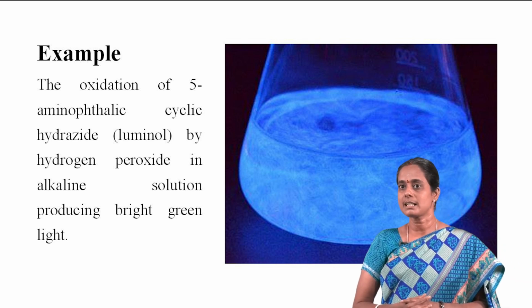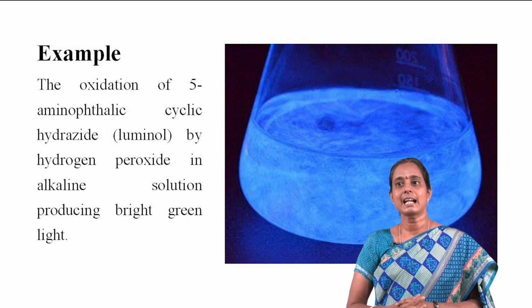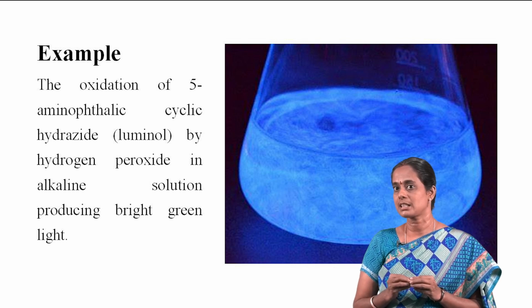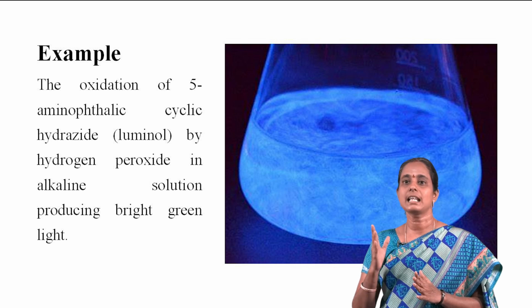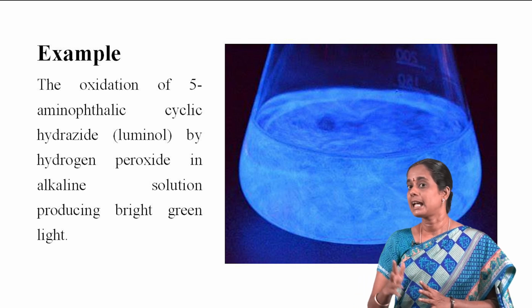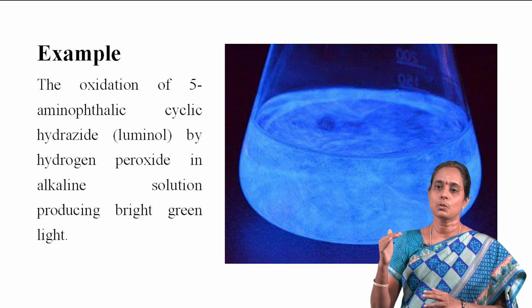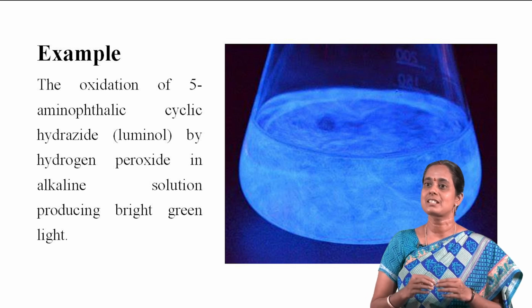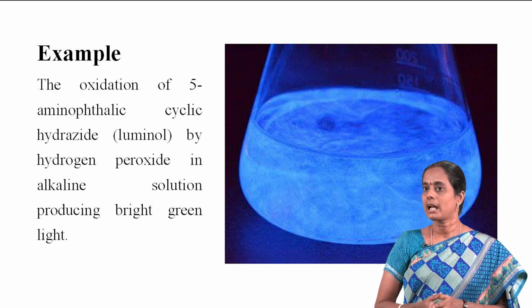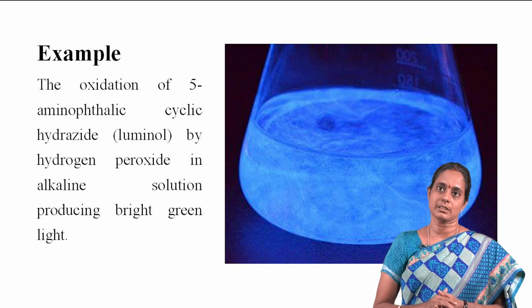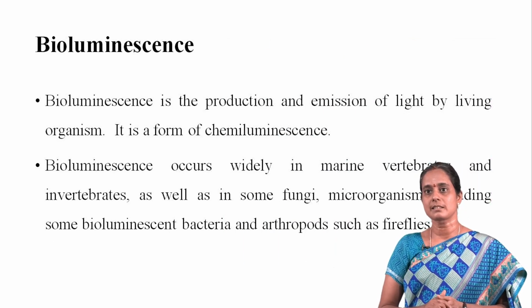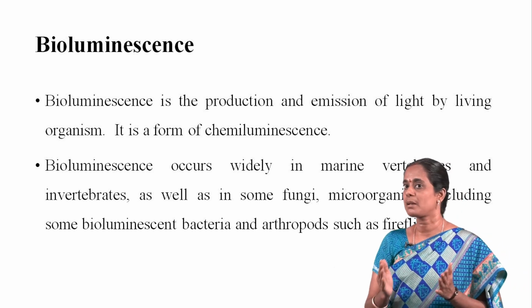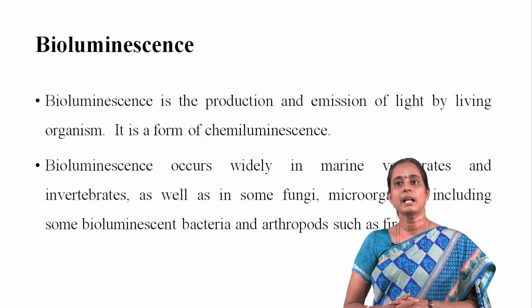In the chemiluminescent reaction, the energy released in the reaction makes the product molecule electronically excited. The excited molecule then gives up its excess energy as visible light while returning to the ground state. Another one is bioluminescence. It is a form of chemiluminescence.